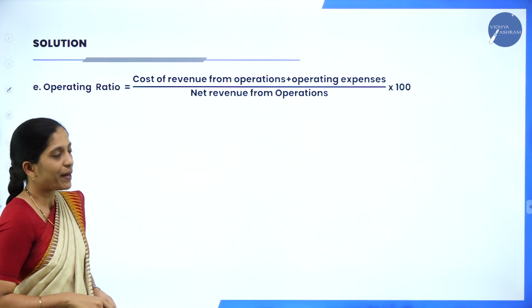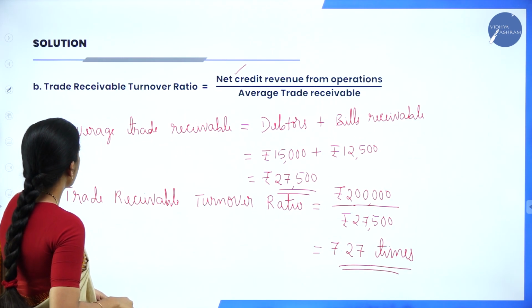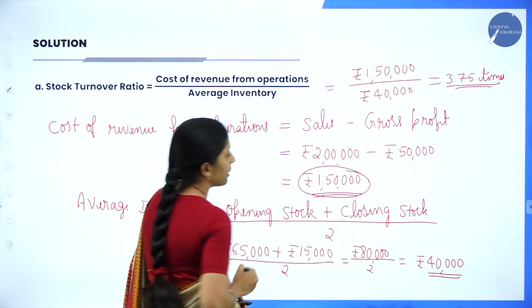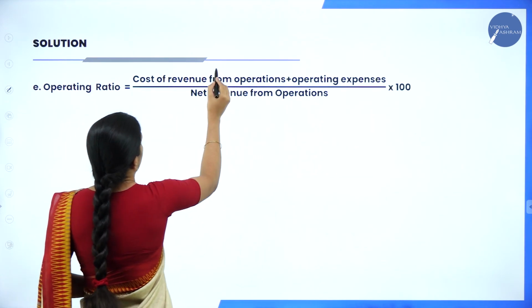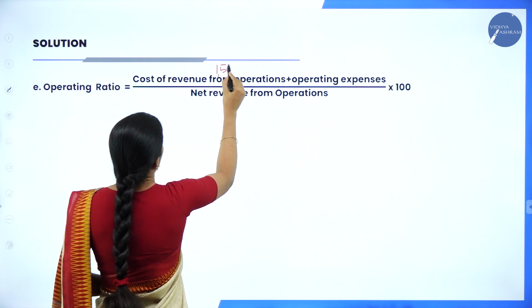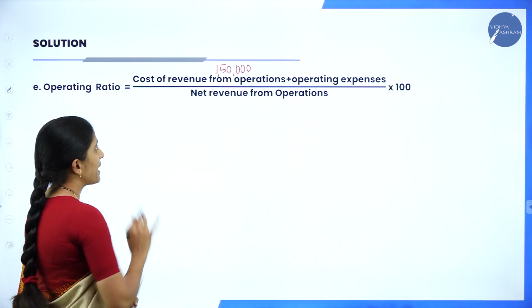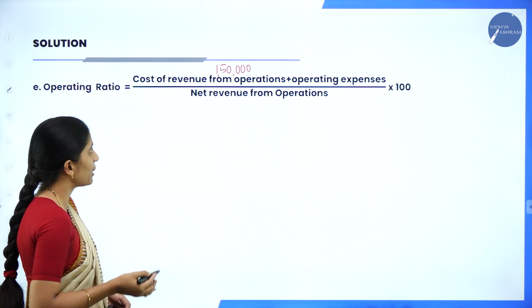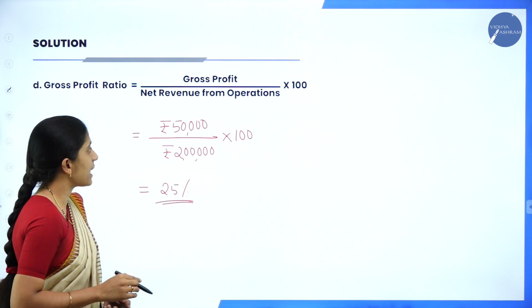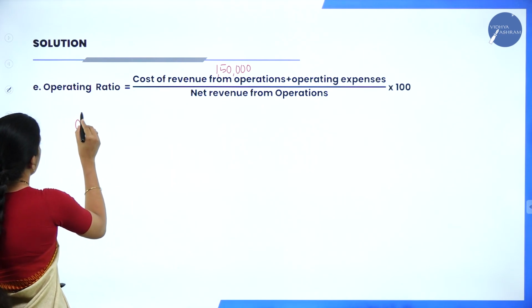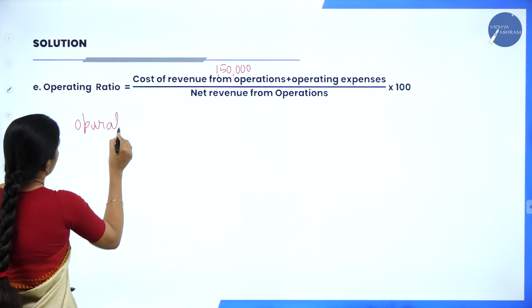Cost of revenue from operation we have already calculated. So cost of revenue from operation is 1,50,000. Now we have to find out the operating expenses. Net revenue from operations we know, so net revenue from operation is 2 lakh. Now we have to find out the operating expenses.